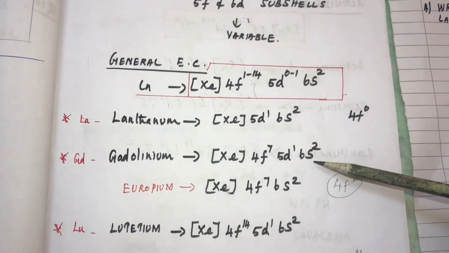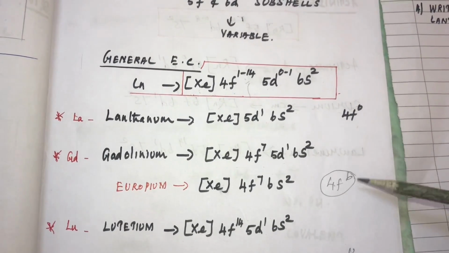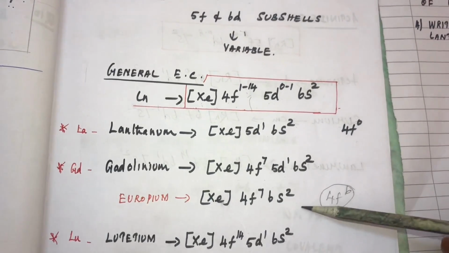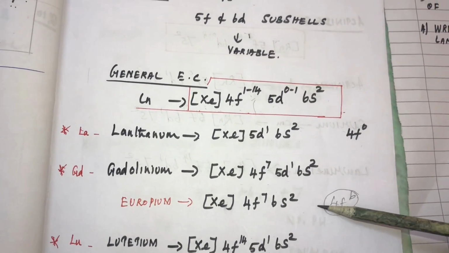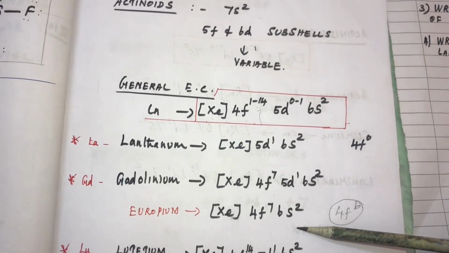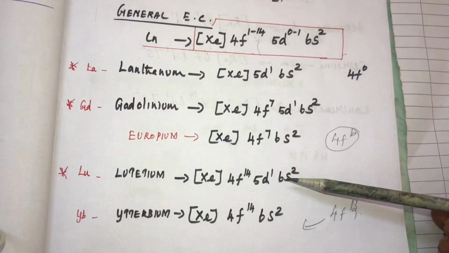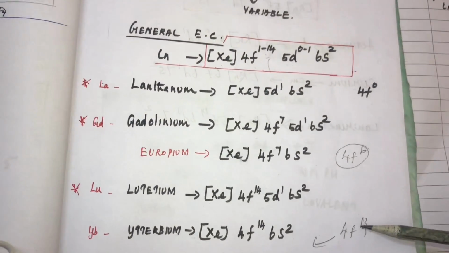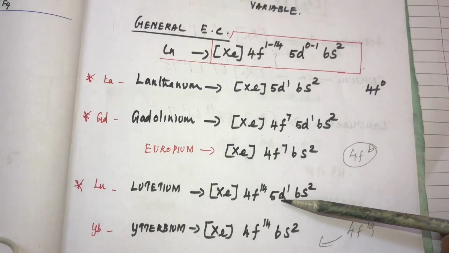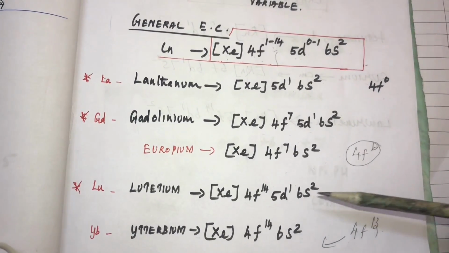Before gadolinium, europium is present. Actually its configuration is 4f6. In order to attain extra stability, the configuration changes to 4f7, 6s2. Similarly, ytterbium is present before lutetium, and its actual configuration is 4f13. To attain the fully filled stable configuration, the configuration changes to 4f14.